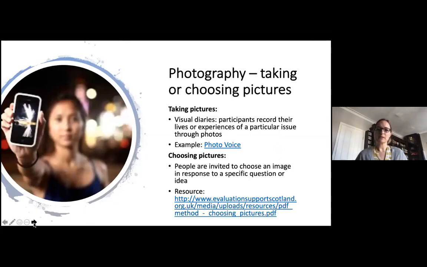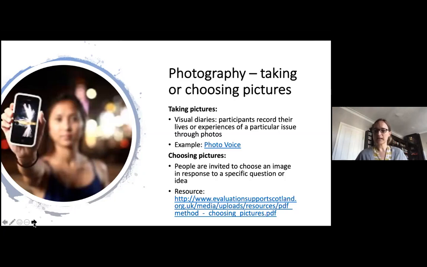In terms of taking pictures, you could ask users or participants to keep a visual diary, so you ask them to record their lives or experiences through photos. With most people now having access to a mobile phone that has a decent camera, that's become much easier. People can take photos and then select a few that they want to share with you to tell their story.